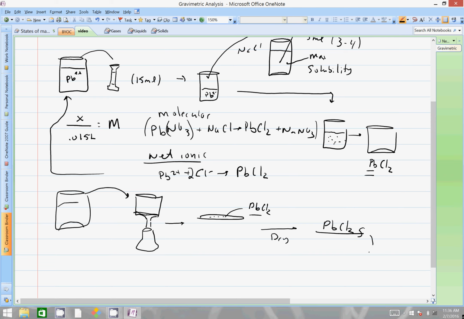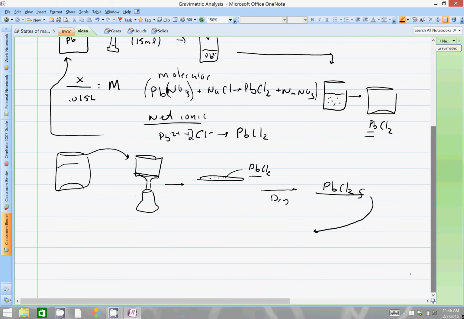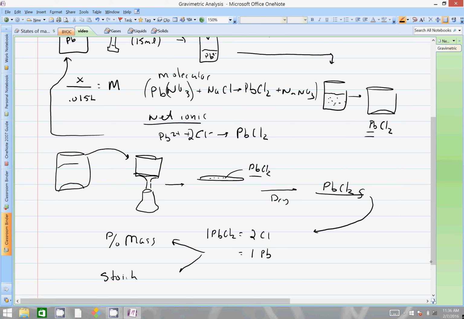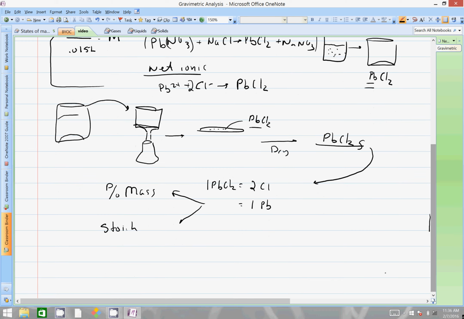PbCl2. From that, you should be able to, with stoichiometry, say, well, how much lead was there? For every 1 PbCl2, there are 2 chlorines and only 1 Pb lead ion. So you have an option at this point to take a percent by mass approach, or you could go strictly with stoichiometry and figure it out that way. I'm not going to give any more of that. We've done some of this already in class.